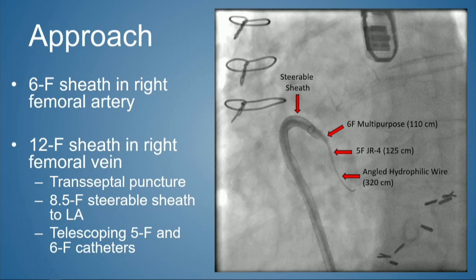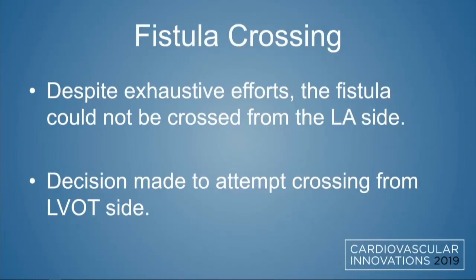through that, switched out for an Agilis steerable sheath, and then through that we advanced telescoping 5 and 6 French sheaths, catheters, and through those a long angled hydrophilic wire, which we tried to cross with. Unfortunately, we tried for a while to cross from the left atrium, we couldn't, so we had to change our strategy and decide to go from the LVOT side.